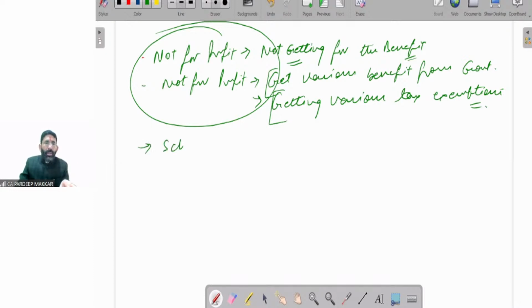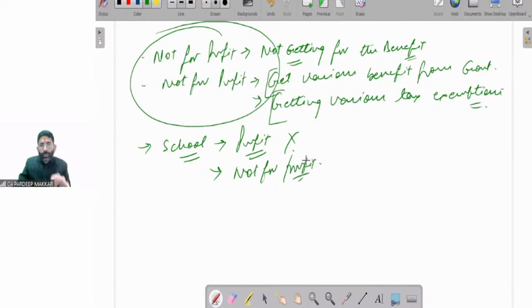Like if I am interested to open a school for profit motive, but government says you are not allowed to open a school for profit motive. If you are interested to open a school, then you must go for only not for profit motive, because profit motive schools are not allowed. So there we have a binding on us that we cannot work for profit motive. Even the result may be profit, but that profit is not allowed to be.